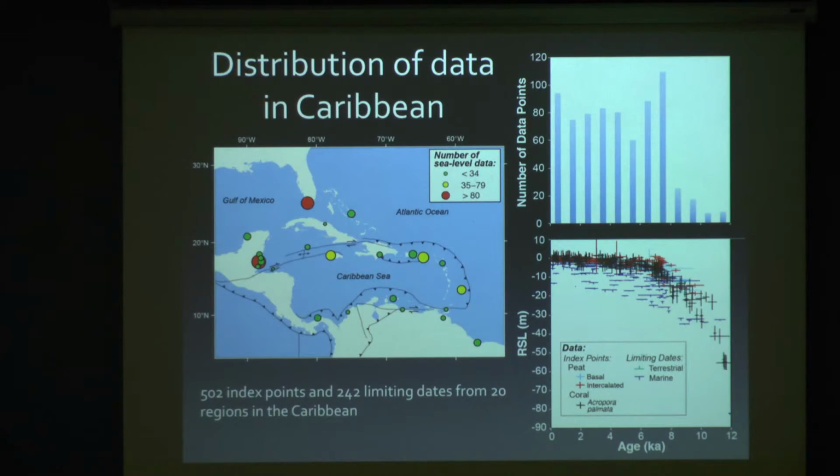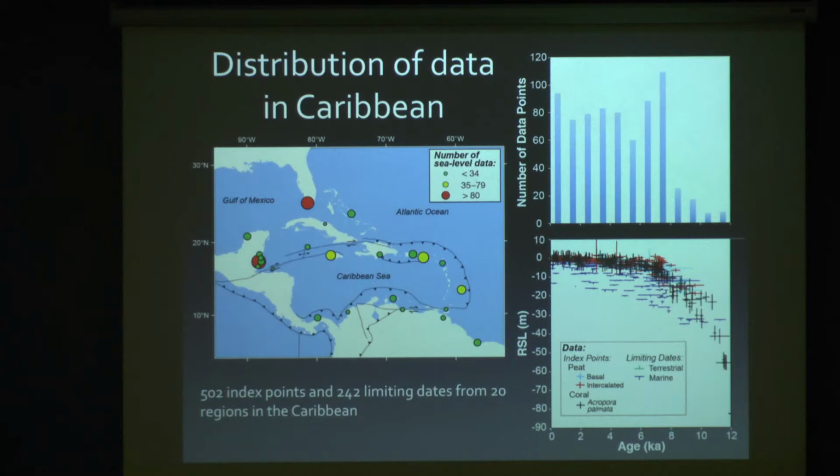And this is showing the distribution of all the data in the Caribbean. Here's a plot showing the spatial distribution, where in green through red, increasingly warm color shows more data at each site. In total, we have 502 index points and 242 limiting dates from 20 regions in the Caribbean. We subdivided the regions based on their distance from the Laurentide ice sheet and their local tectonic setting.